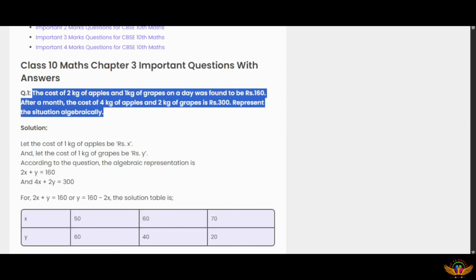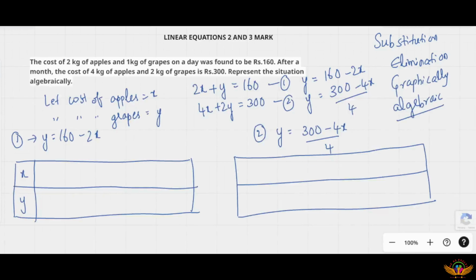I am taking the x values 50, 60 and 70, because the cost is around 160. So I am just starting with 50. If the x value is 50, what is the y value? If the x value is 60, what is the y value? And if the x value is 70, what is the y value? And even here, x and y.